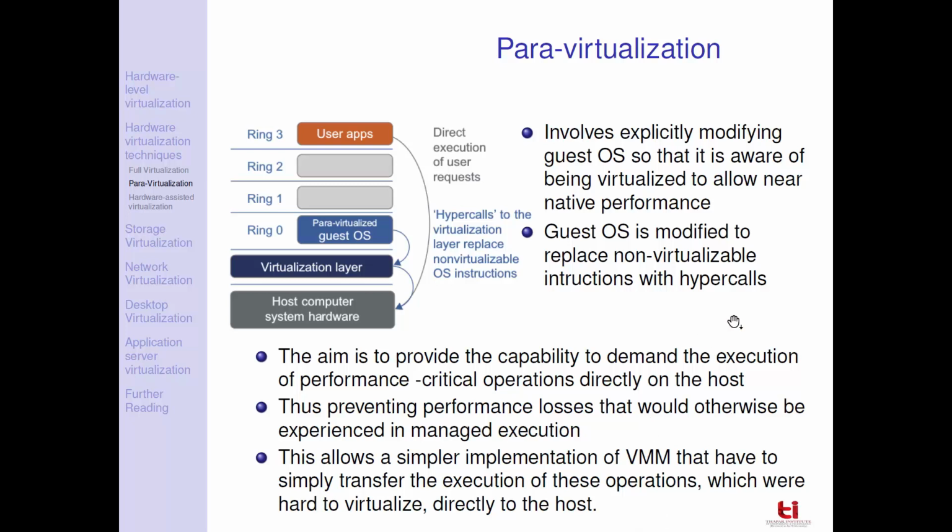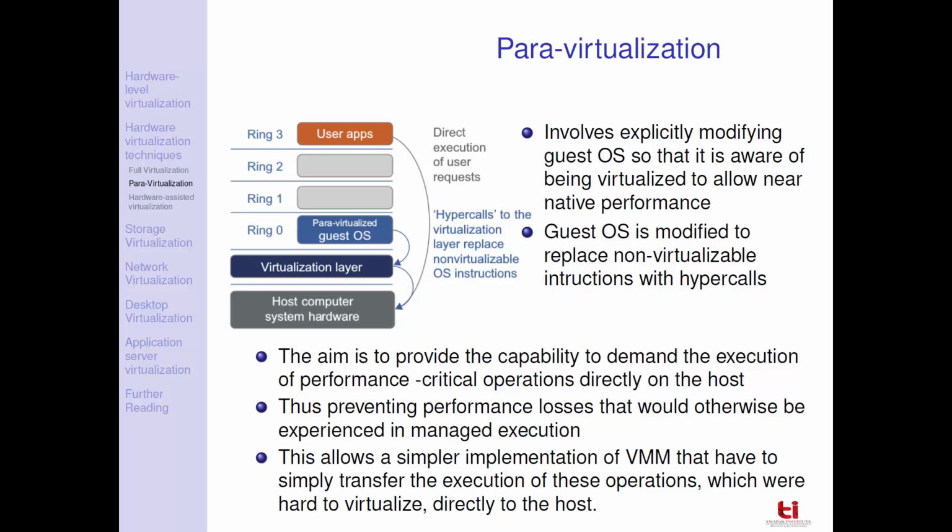So what is the advantage of para-virtualization? It allows a simpler implementation of the virtual machine monitor, which has to simply transfer the execution of these operations, which were hard to virtualize, directly to the host. So now these privileged instructions will be simply passed on to the host through the VMM.